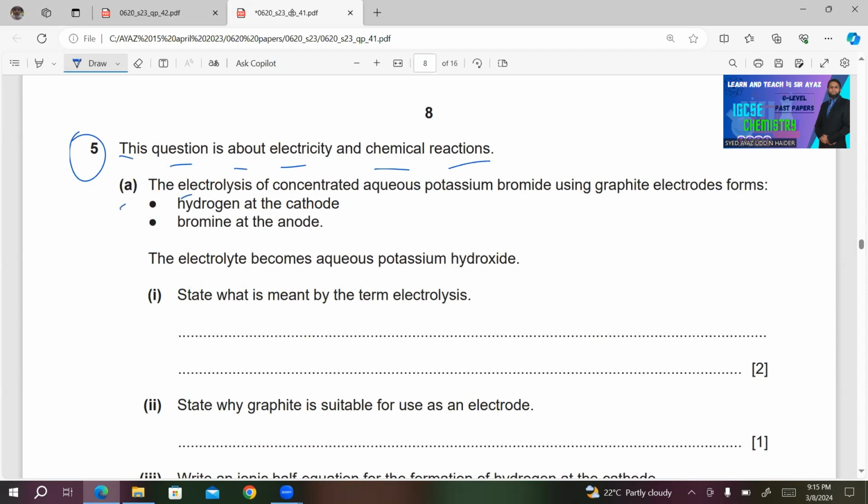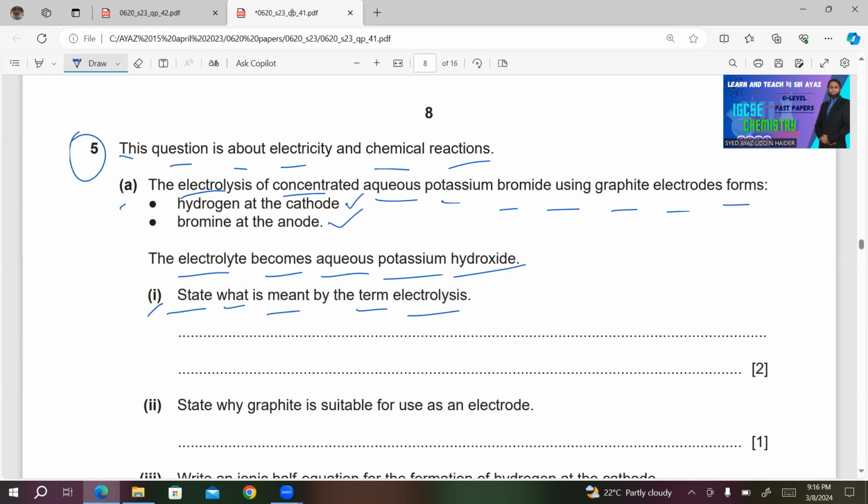A. The electrolysis of concentrated aqueous potassium bromide using graphite electrodes forms hydrogen at the cathode, bromine at the anode. The electrolyte becomes aqueous potassium hydroxide. 1. State what is meant by the term electrolysis.